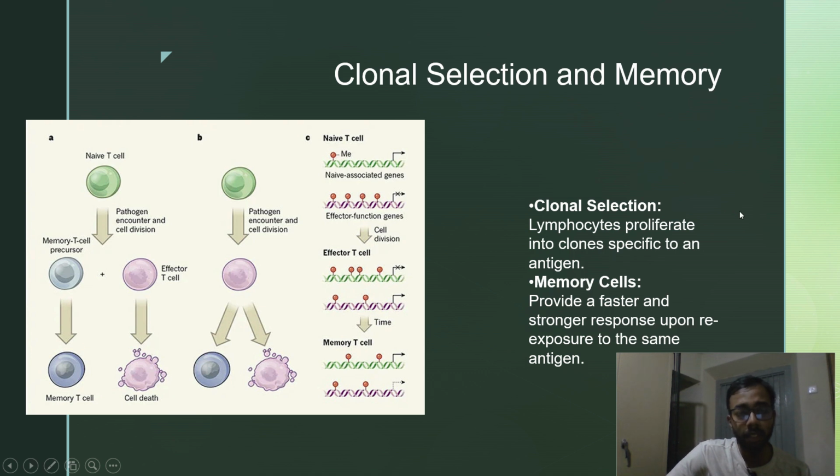Another important aspect of adaptive immunity is clonal selection and memory. Clonal selection means these lymphocytes, either T or B lymphocytes, can proliferate into clones specific to an antigen. That means in a clone, all the cells are alike, identical. Right? The other function is memory. There are cells known as memory cells, which can be memory B cells or memory T cells.